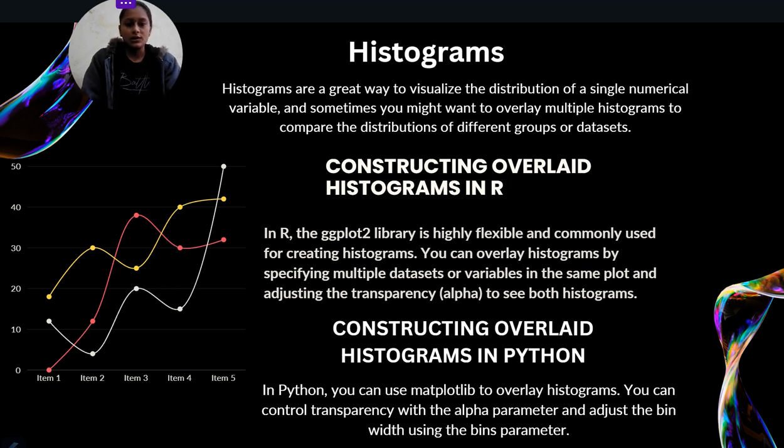Now let's discuss how to construct overlaid histogram in Python. Before discussing the construction, let's discuss what is histogram. Histograms are a great way to visualize the distribution of a single numerical variable, and sometimes you might want to overlay multiple histograms to compare the distribution of different groups or datasets. Now constructing overlaid histogram in Python. In Python, you can use matplotlib to overlay histograms. You can control transparency with the help of the alpha parameter and adjust the bin width using the bins parameter.